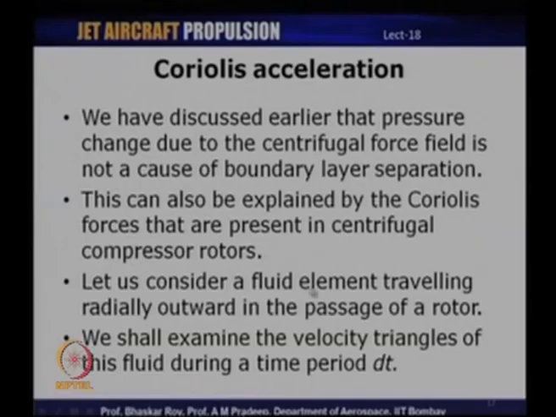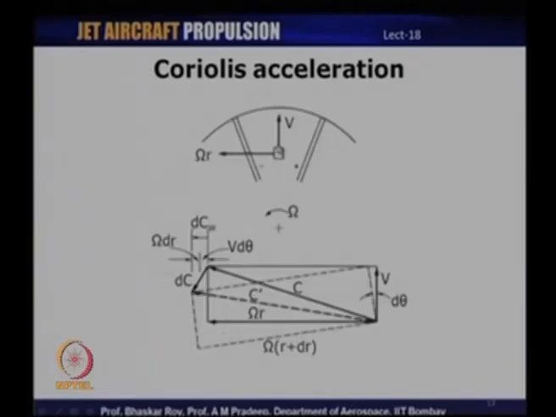So, if we consider a fluid element which is travelling radially outward in the passage of a rotor, we will see what happens to the velocity triangles during a certain time period dt. This is the fluid element I was talking about. There is a fluid element which is travelling through the impeller. These are the impeller vanes. We have chosen a straight radial impeller vane for simplicity. This is the relative velocity with which the fluid element moves, and this is the peripheral velocity, that is omega r.